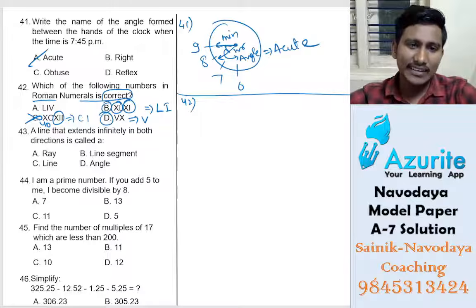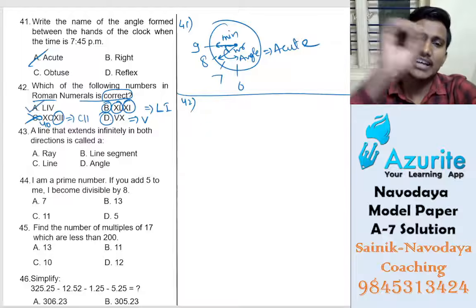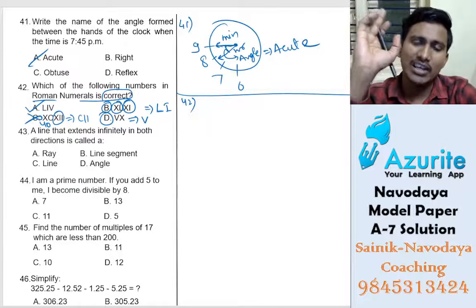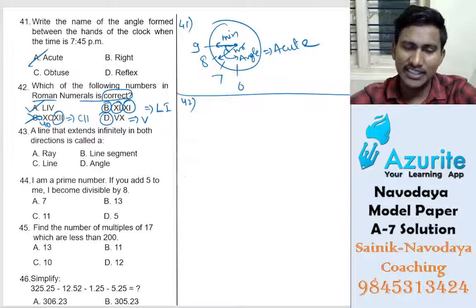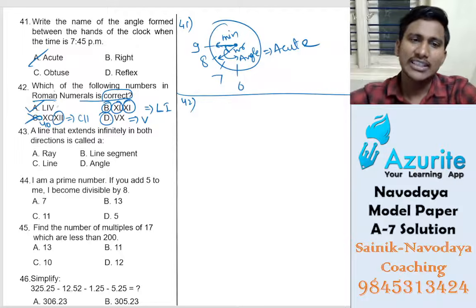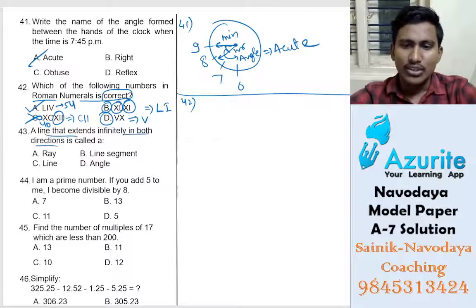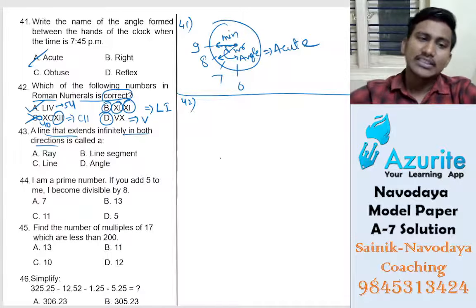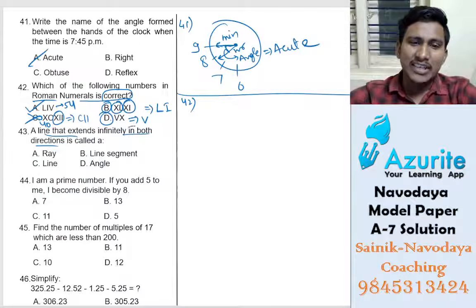B, C, D are wrong. So which is correct? Option A, LIV, that is L4. Option A is correct. Understand? That is how much? That is 54 here. Right? L means 50 and 4 here. So 54 is correct. So here a line that extends infinitely in both directions.